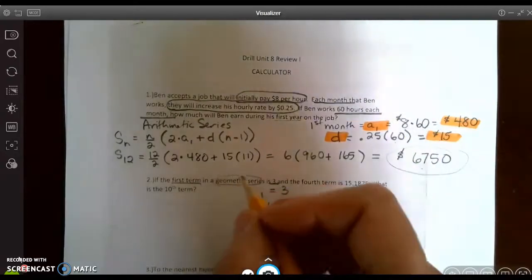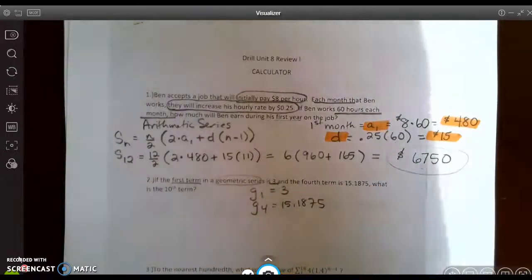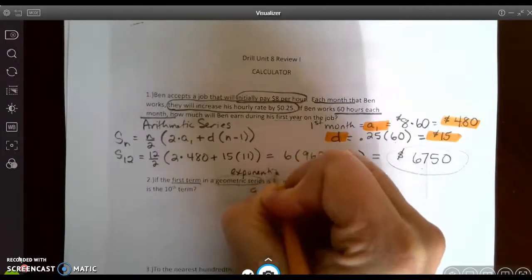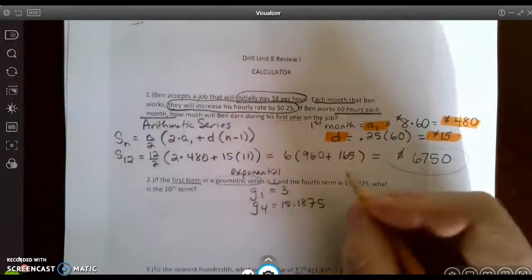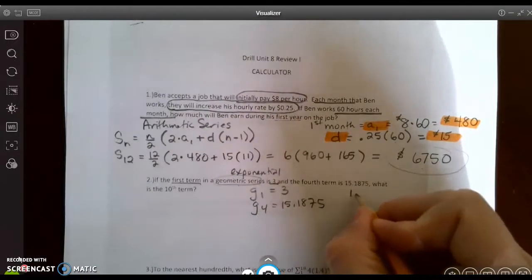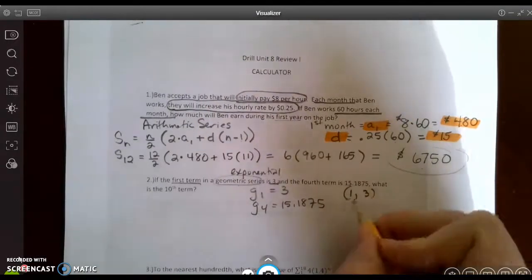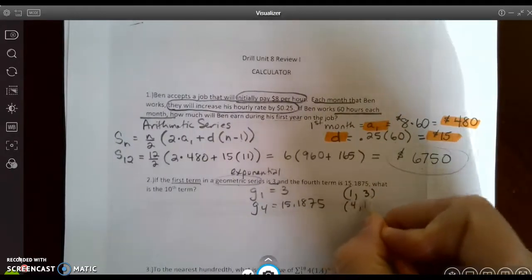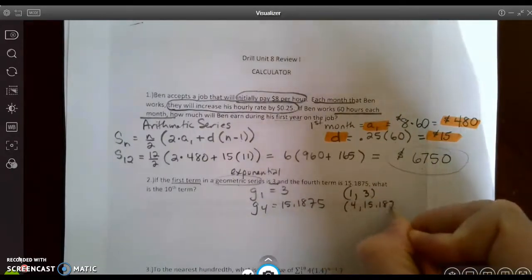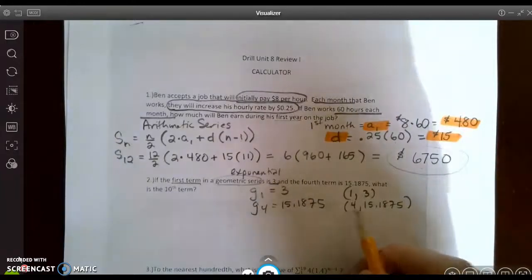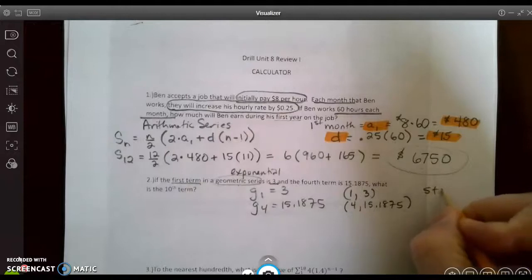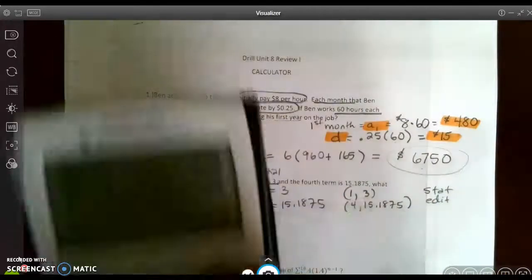Whenever it's geometric, I know then that it's going to be exponential. This is where I'm going to use my calculator, and I'm going to put these in as ordered pairs. This would be the ordered pair 1, 3. First term is 3. This would be the ordered pair 4, 15.1875. Fourth term is 15.1875. I'm going to go to Stat and Edit and enter that data.